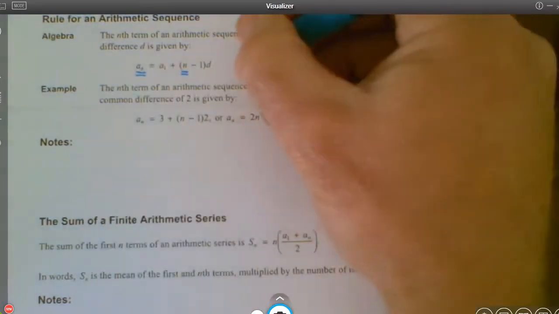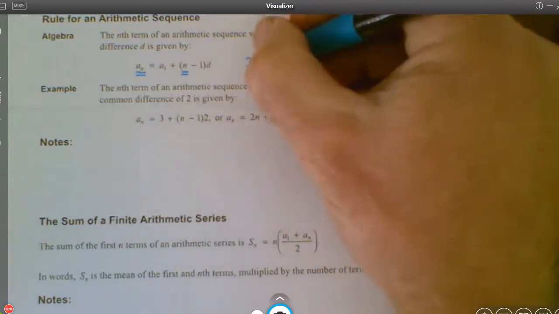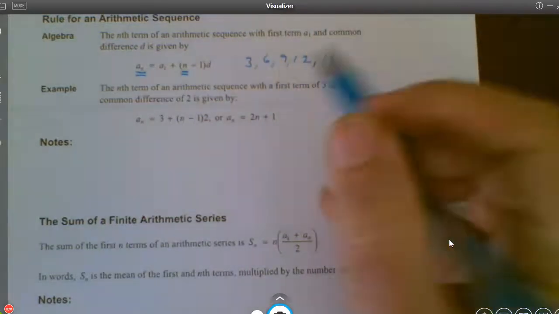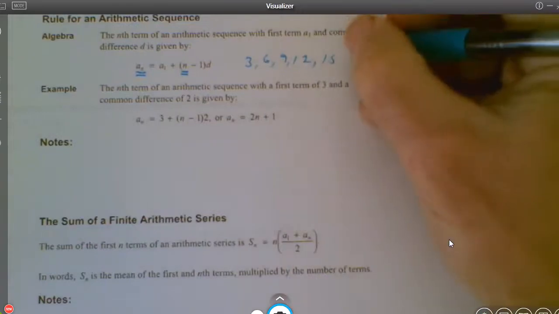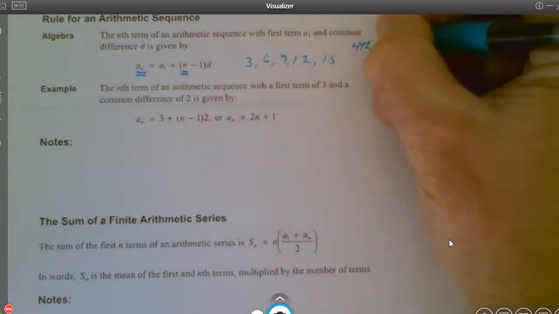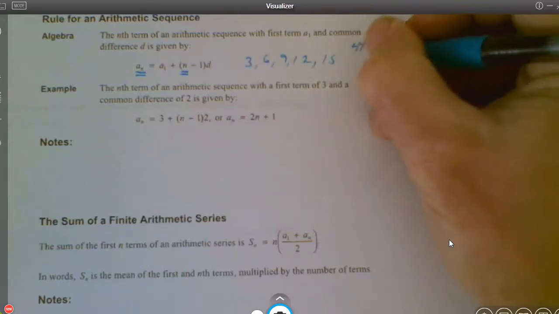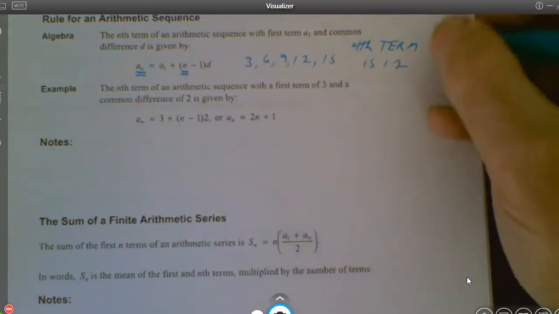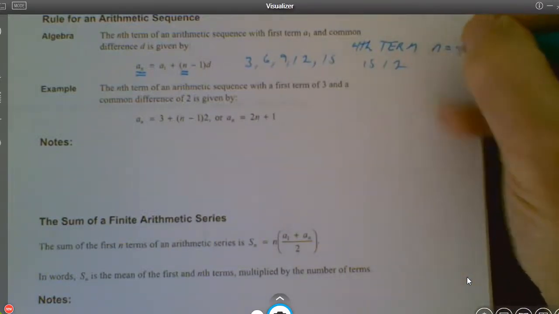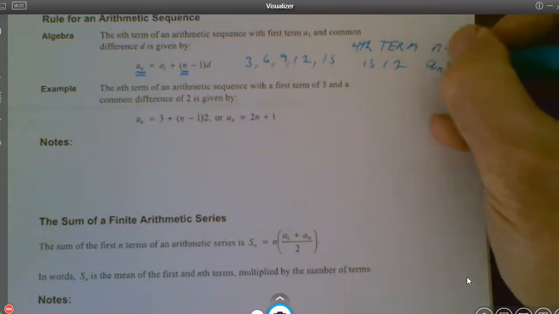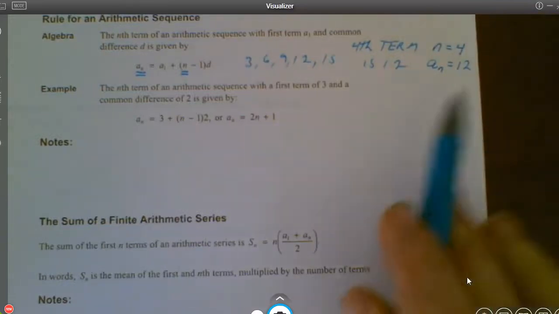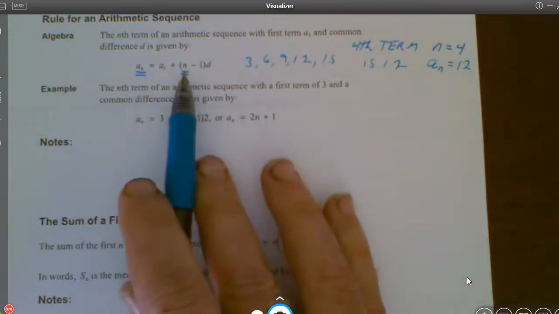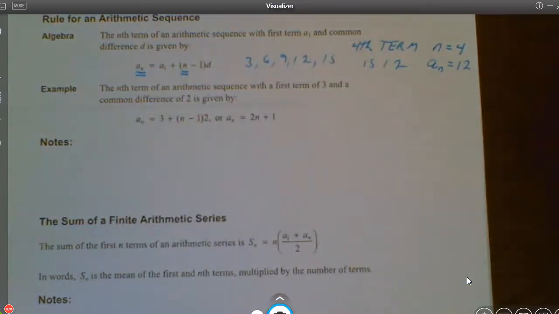So let's just say I'm going to go back to that pattern that we were looking at up above: 3, 6, 9, 12, 15. You can see on this one that the fourth term is 12. That means when n equals 4, the value of that term is 12, right? And so the 12 would go right here for this guy, and the 4 would go right here for this guy. So really important connection between those two that you got to get out of this.